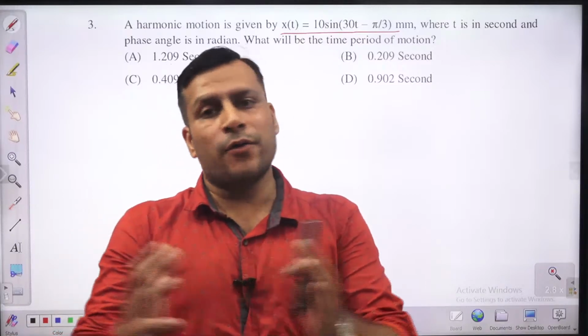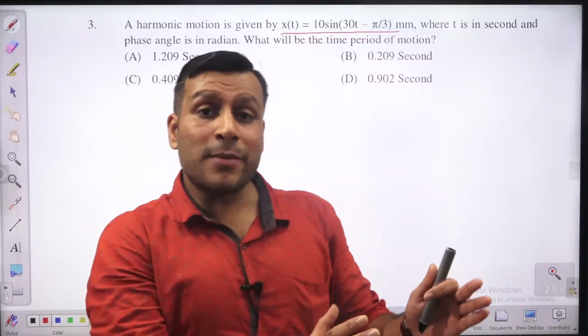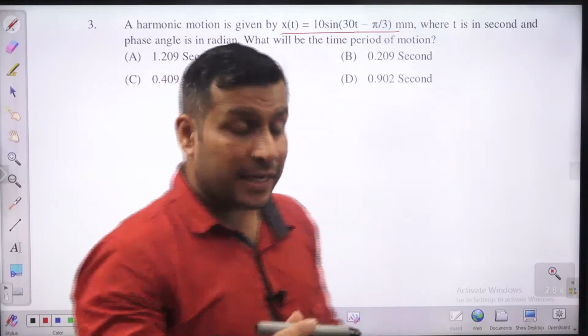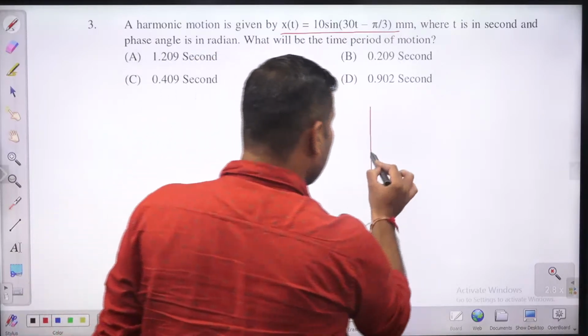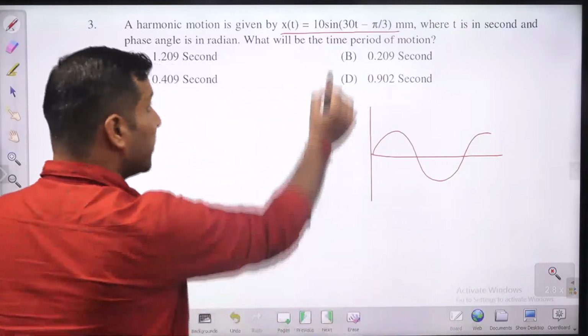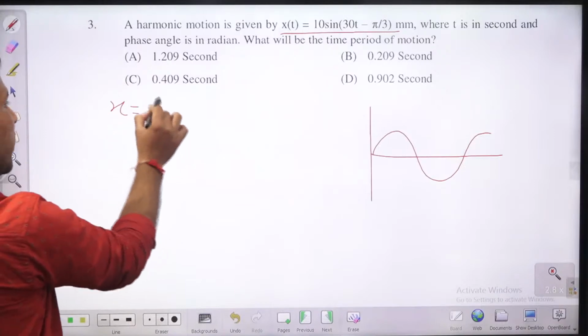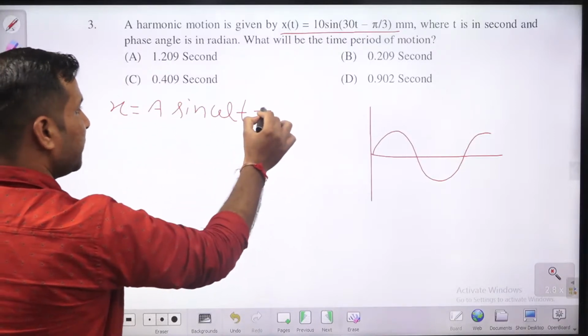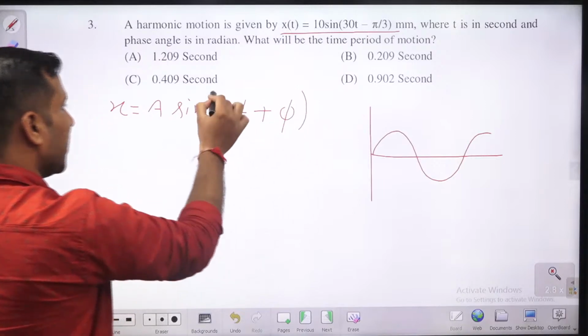Periodic motions are of different types, but harmonic motion is a special kind of periodic motion in which the acceleration is always directed towards the mean position. That's why harmonic motions are represented by a sine function. Generally we represent harmonic motion as x equal to a sine omega t plus minus phi.